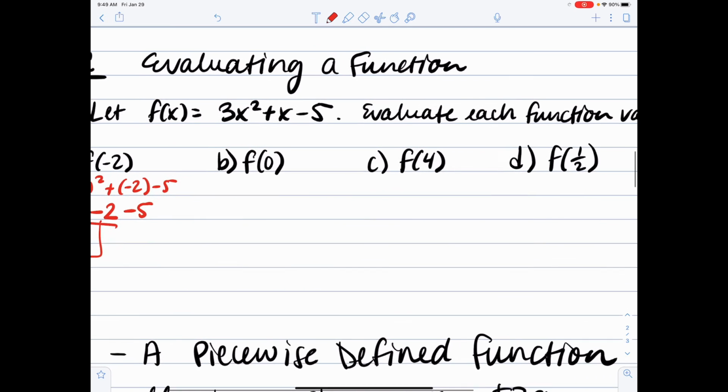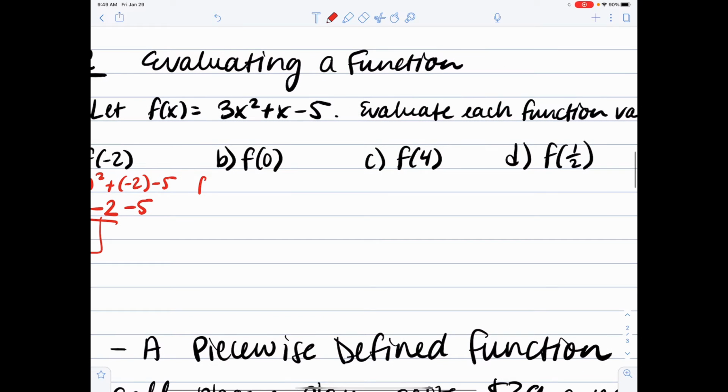Just make sure you do your negatives correct there. Okay, and then let's do f of 0. So f at 0 equals 3, 0 squared plus 0 minus 5. So that's going to be 0 plus 0 minus 5. So f at 0 is negative 5.